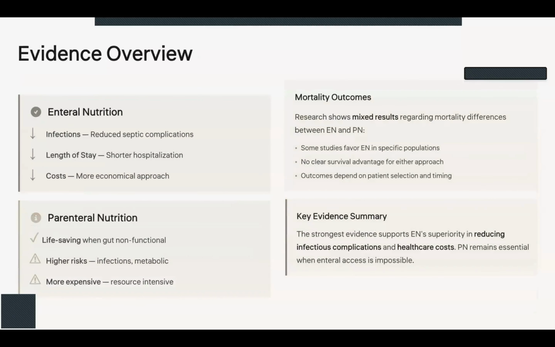So when we look at the available evidence, a consistent pattern emerges. Studies report enteral nutrition is associated with reduced infection rates, shorter hospital stays, and lower healthcare cost. Parenteral nutrition remains crucial for patients in whom enteral feeding is not feasible, but it carries higher risks. However, when it comes to mortality outcomes, evidence shows no significant difference in mortality between enteral nutrition or parenteral nutrition, which indicates that survival is nutritionally supported but not nutrition route dependent.